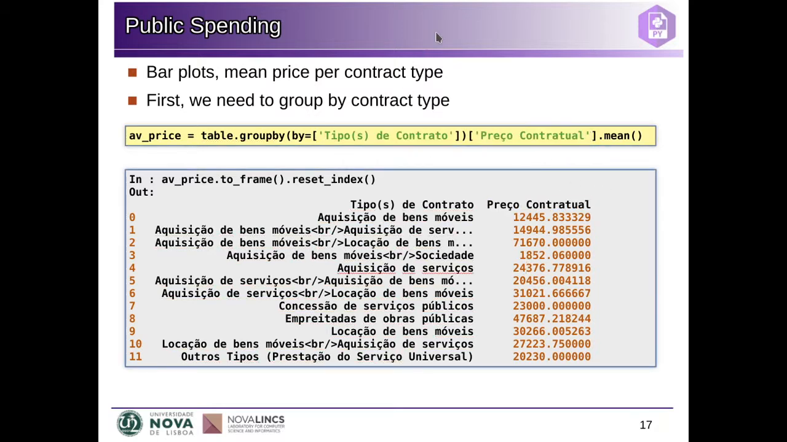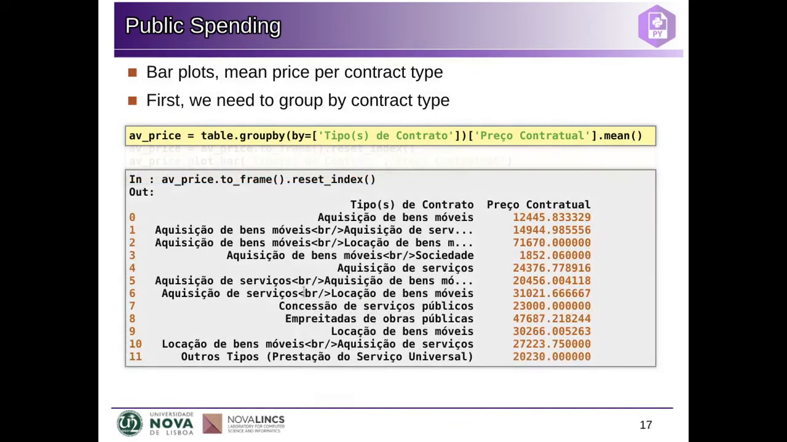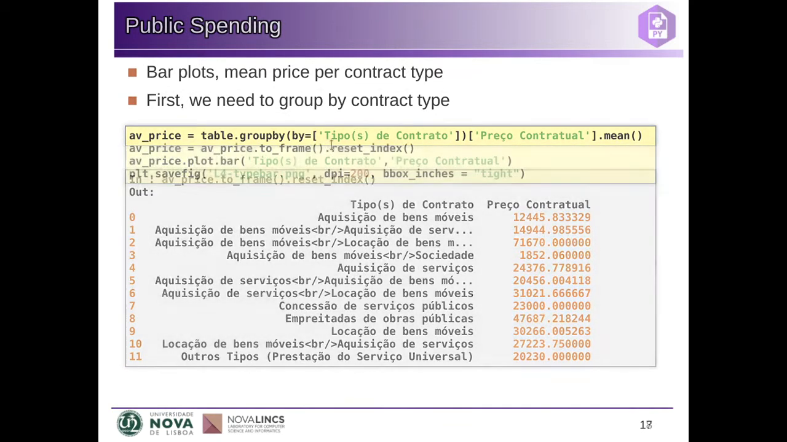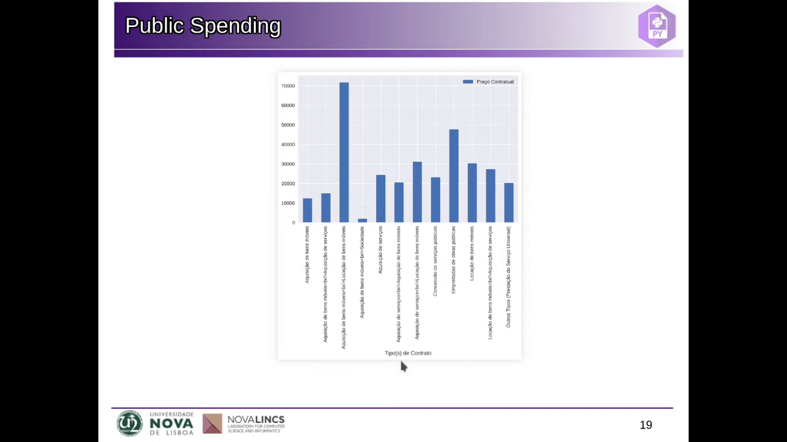So now it's easy to do the bar plot because we can just say that from this average price, so this data frame here, we want to do a bar graph. We can use plot.bar, and we use these two columns. This column, tipos de contrato, for the X labels, and the price for the Y values. And we get a bar plot like this.